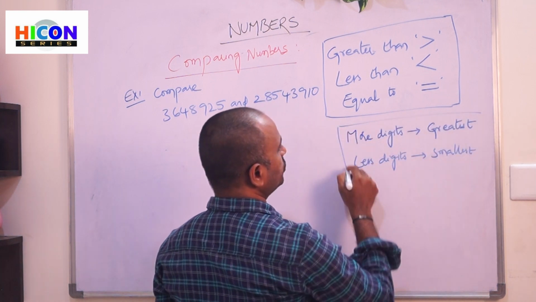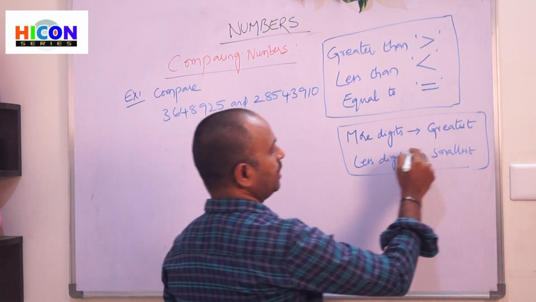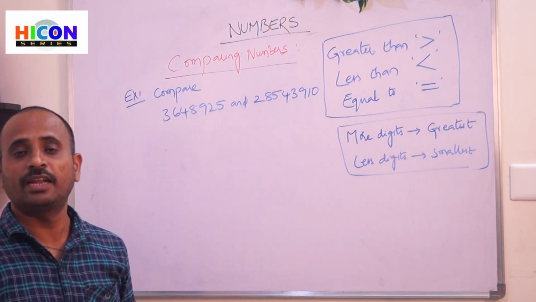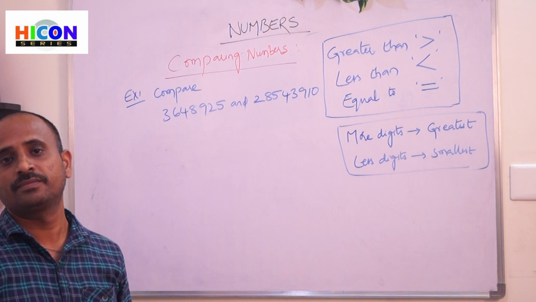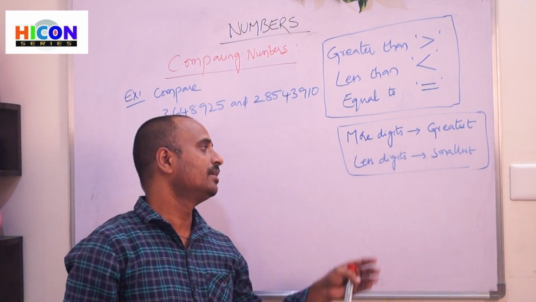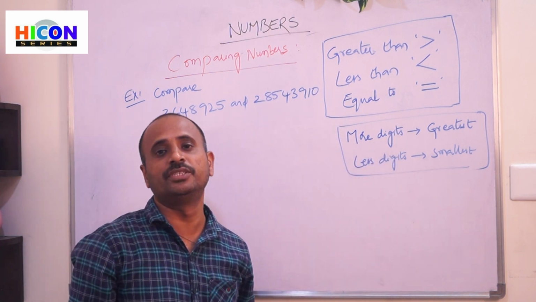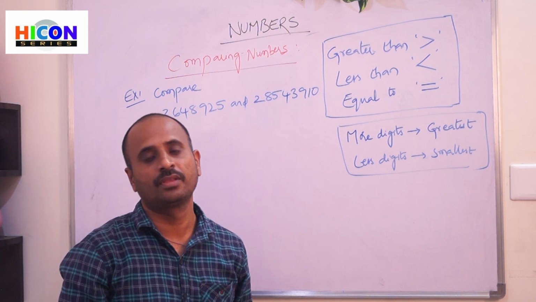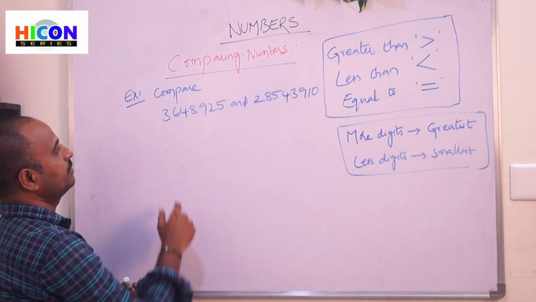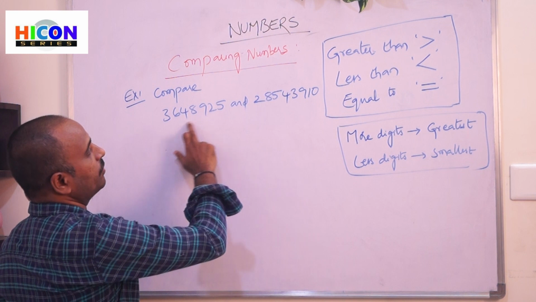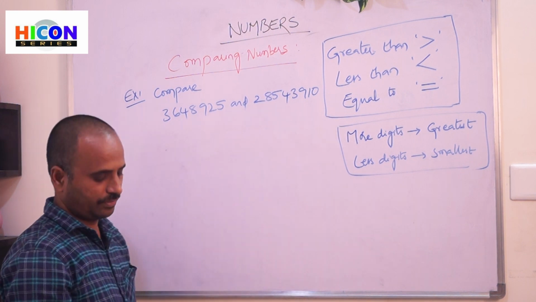So this is the first rule. So children, remember this rule. If the number has more number of digits, it is the greatest number. And if the number has less number of digits, it is the smallest number. So this is the problem. Let us count the number of digits in each number.